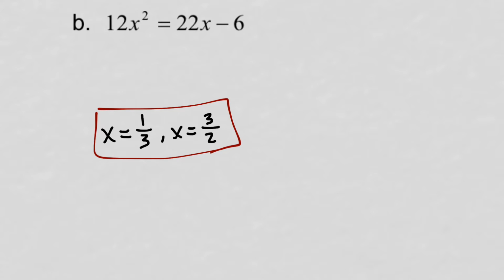Alright, there's a correct answer. X equals 1/3 and x equals 3/2. If you did not get those answers, go back and check your work. You should have put it in standard form and then tried to factor it. My hint for this one is, before you start using the x factor to factor this out, notice that they're all divisible by 2. So make sure you divide everything by 2 first, and then it should become easier.